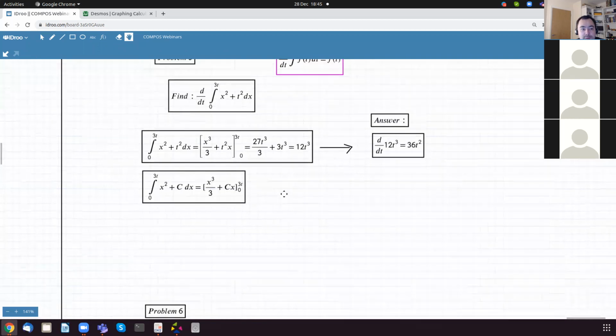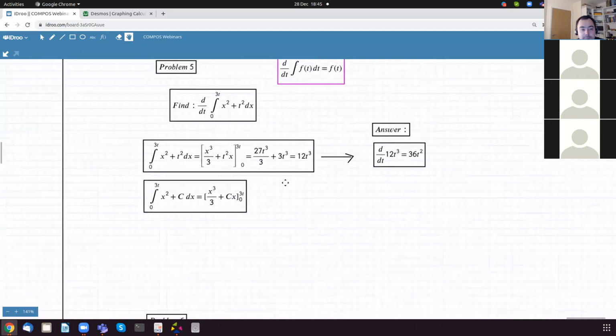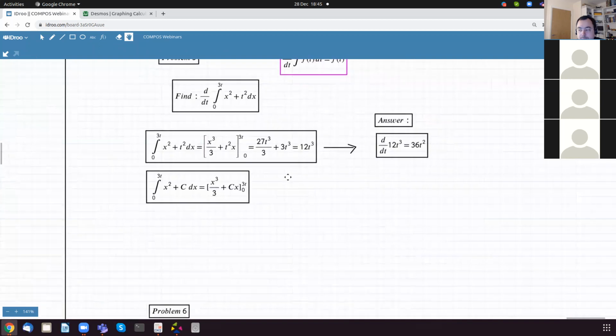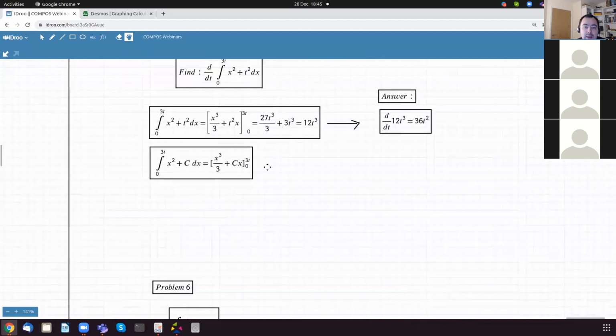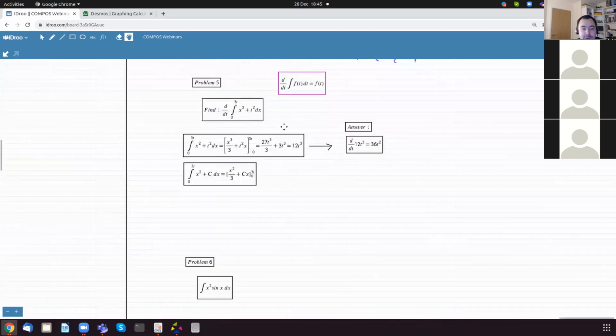A constant. If you treat it as a constant, as I said, x squared will turn to 0 and you'll just lose it. So it's going to be 2t squared. Yeah. Anyways, moving on.